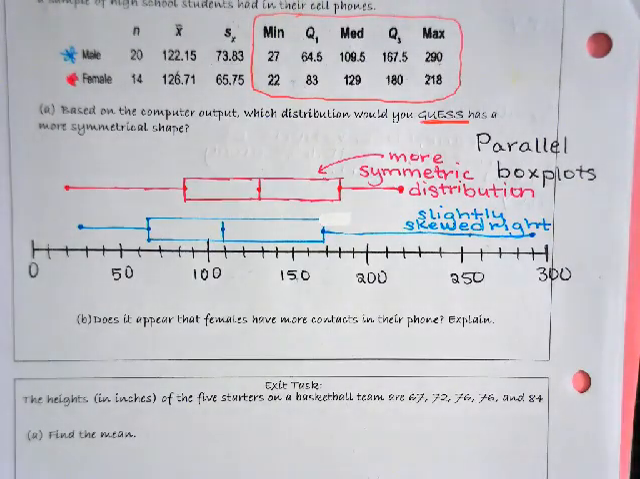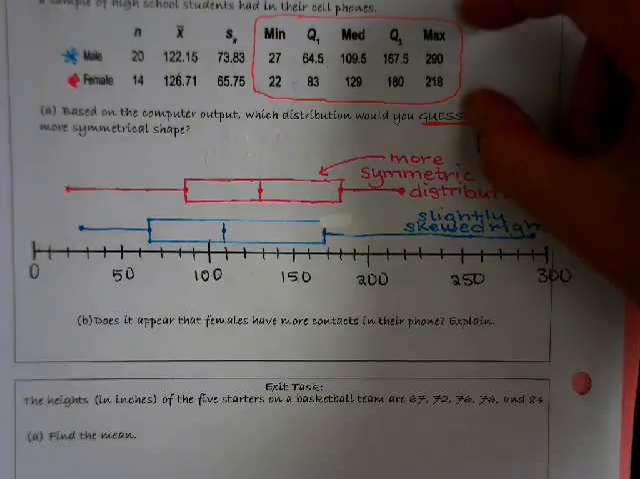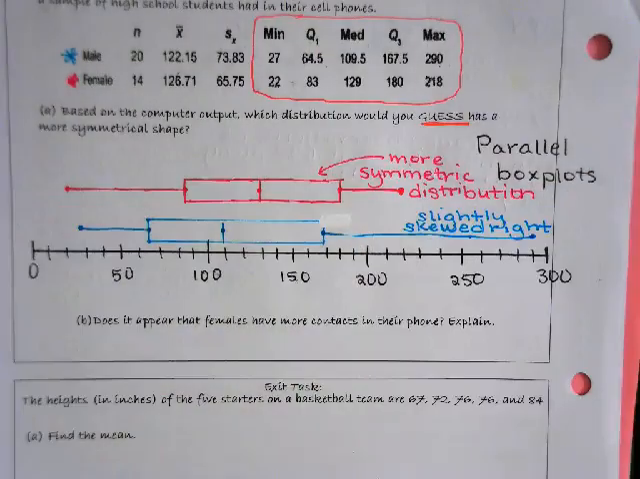So, using the summary statistics up here, using the box plots, does it appear that females have more contacts in their phone? Who says yes, females have more? Who says no, the males have more? All right, Seth and Miranda and Wesley, you said female, right? Why do you guys say female? Because the mean is higher. Not only is the mean higher, but it was a smaller sample size.